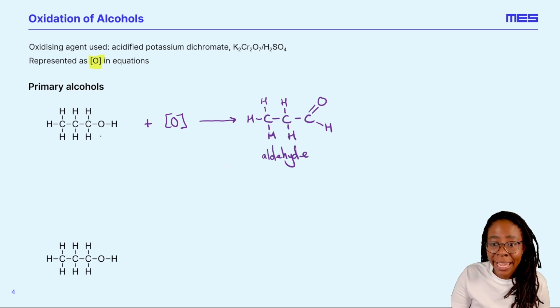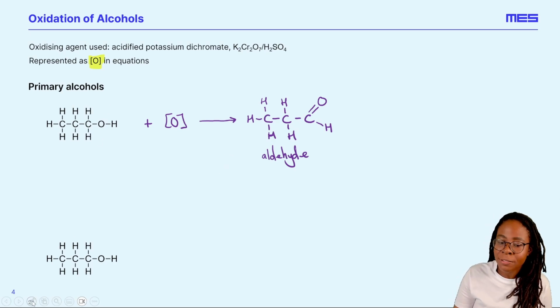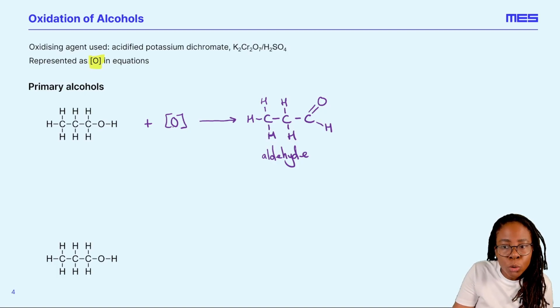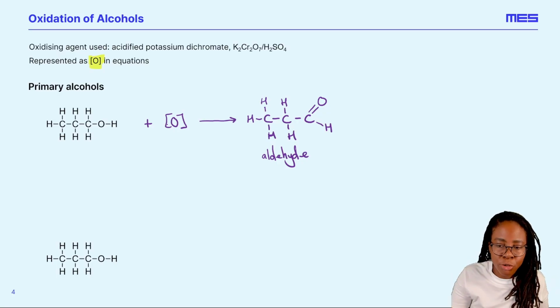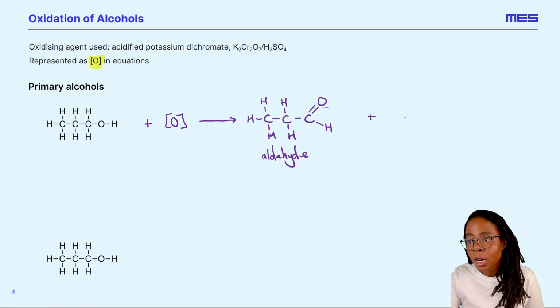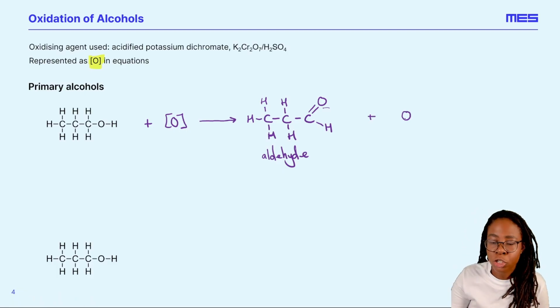If we just count the H's and O's on the left-hand side, probably the easiest one to spot is that we've got two O's. The O in the oxidizing agent brackets counts, we can treat it like an oxygen. We've got two O's on the left, but we've only got one O on the right, which means we must have another product that has an oxygen in it.